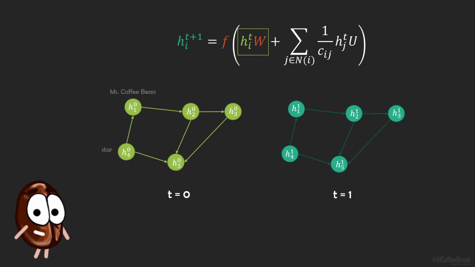For example, when working with a knowledge base that truthfully says that Miss Coffee Bean is a star. When computing a new vector for her, now knowing that she is a star, we still want to keep the knowledge of her identity. This is why we take the old representation and multiply it by a weight matrix, deciding how this previous knowledge should be transformed.